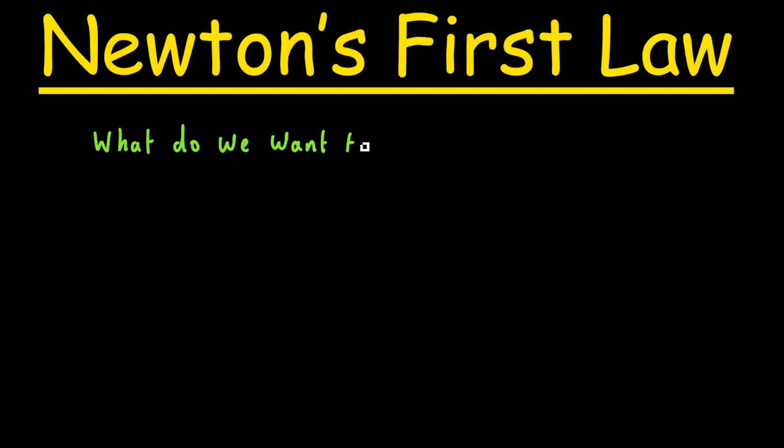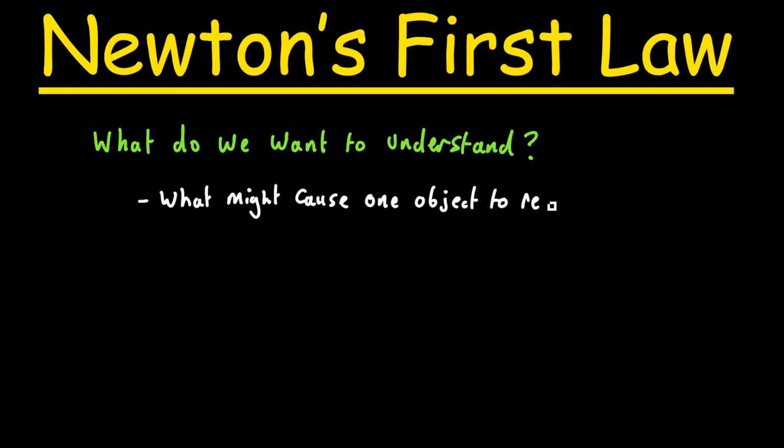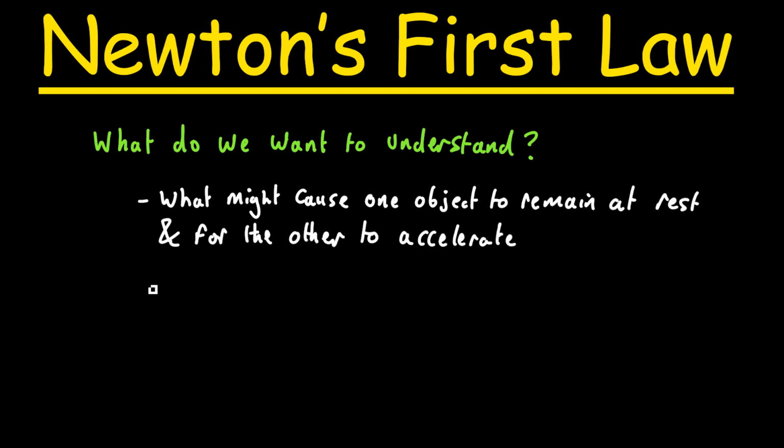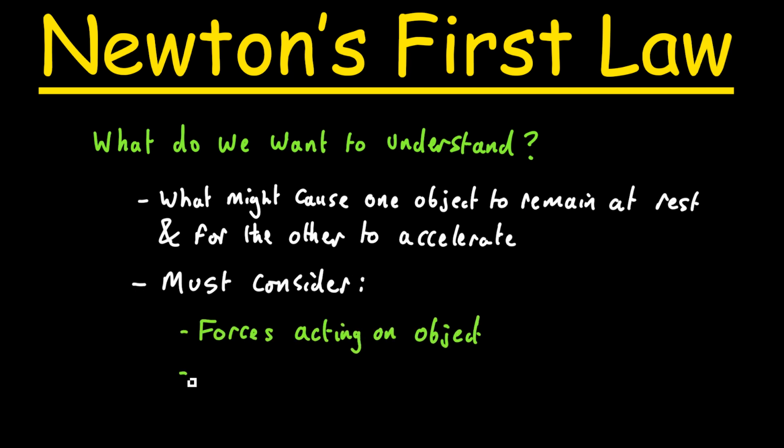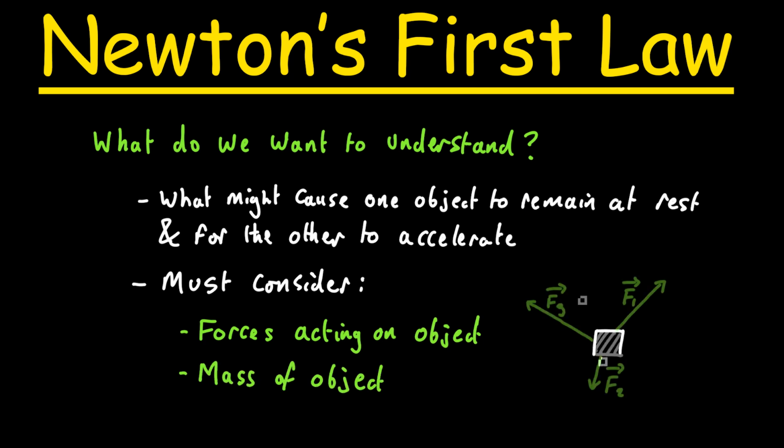So in essence, what we really want to understand is what might cause one object to remain at rest and another object to accelerate. And we need to consider 2 main factors: the forces acting on an object and the mass of the object itself.